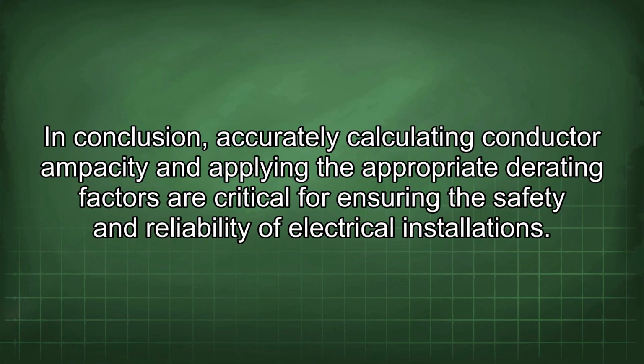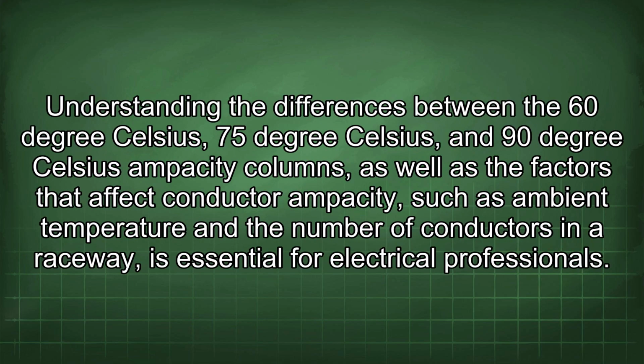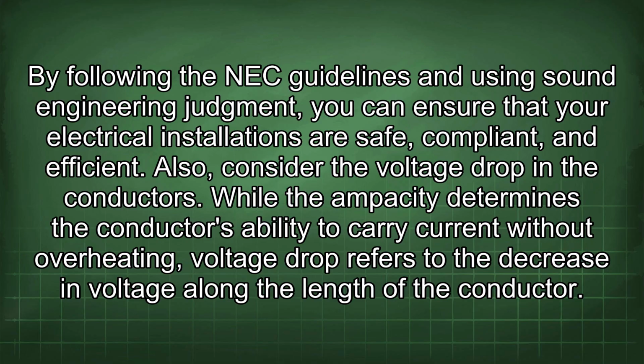In conclusion, accurately calculating conductor ampacity and applying the appropriate derating factors are critical for ensuring the safety and reliability of electrical installations. Understanding the differences between the 60°C, 75°C, and 90°C ampacity columns, as well as the factors that affect conductor ampacity, such as ambient temperature and the number of conductors in a raceway, is essential for electrical professionals. By following the NEC guidelines and using sound engineering judgment, you can ensure that your electrical installations are safe, compliant, and efficient.